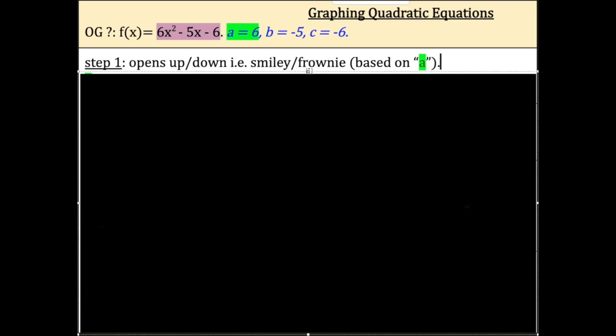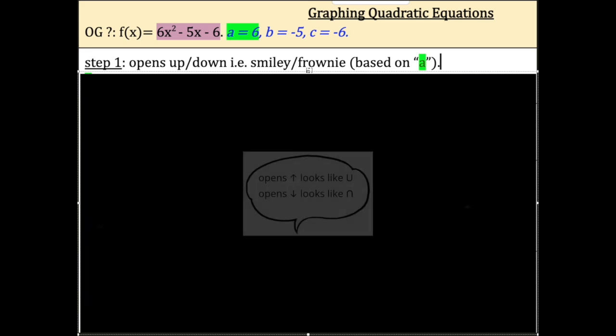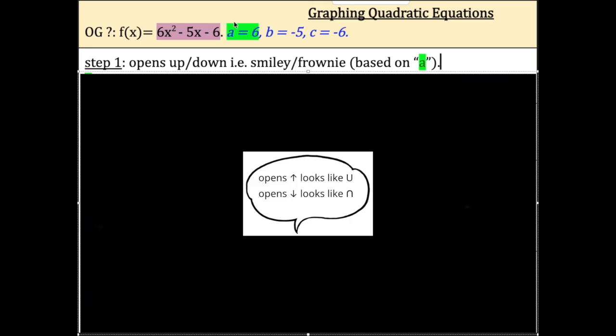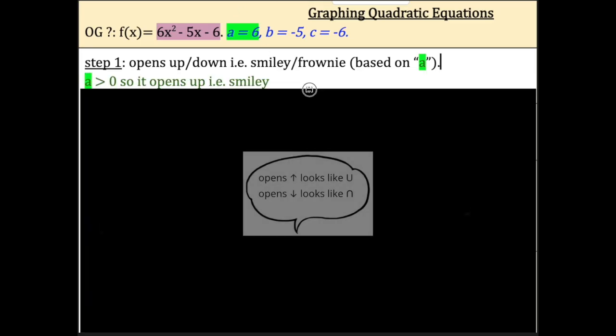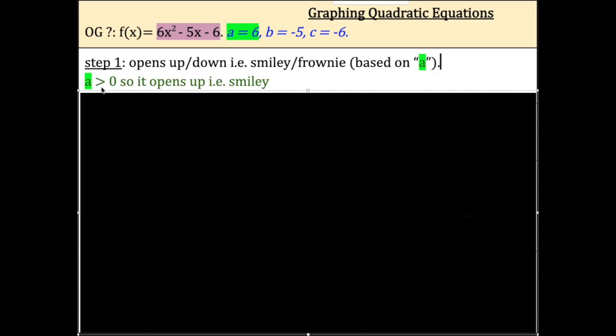Okay. Now, step one, we're trying to figure out if it's a smiley or frowny, aka if it opens up or opens down. Okay? All you need to pay attention to is the A and figure out if it's positive or negative. In this case, it's what? Positive, so it opens up, aka smiley.